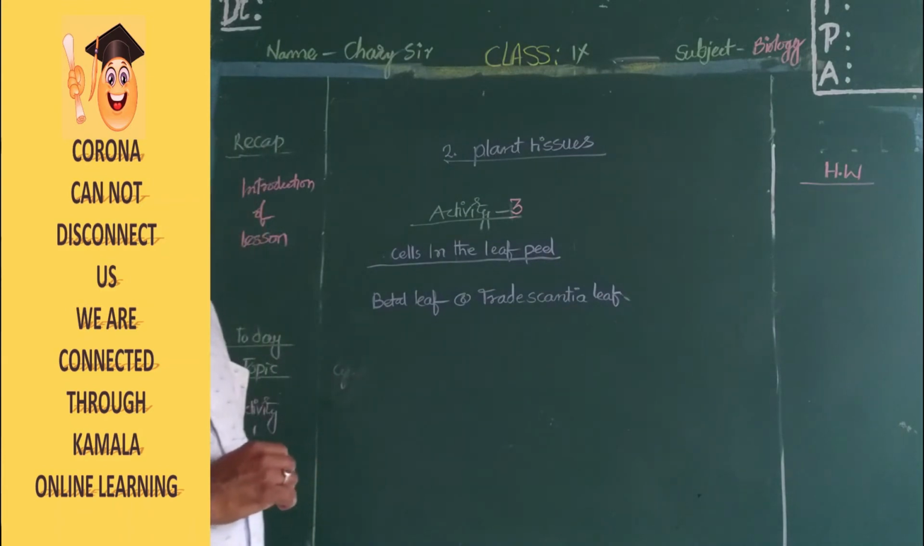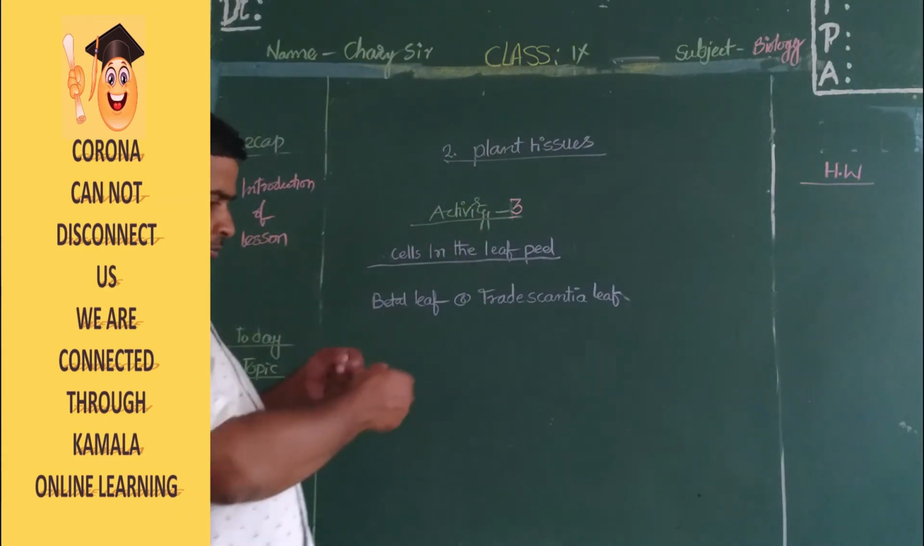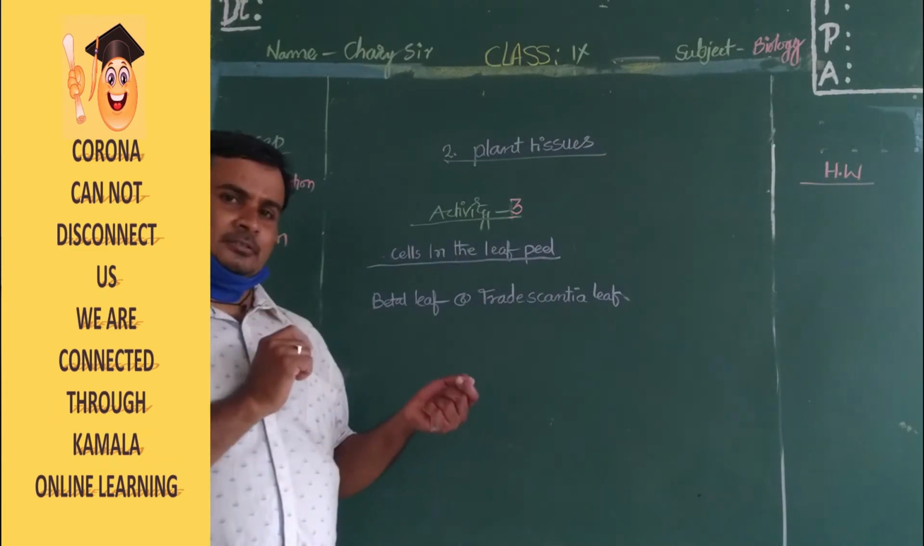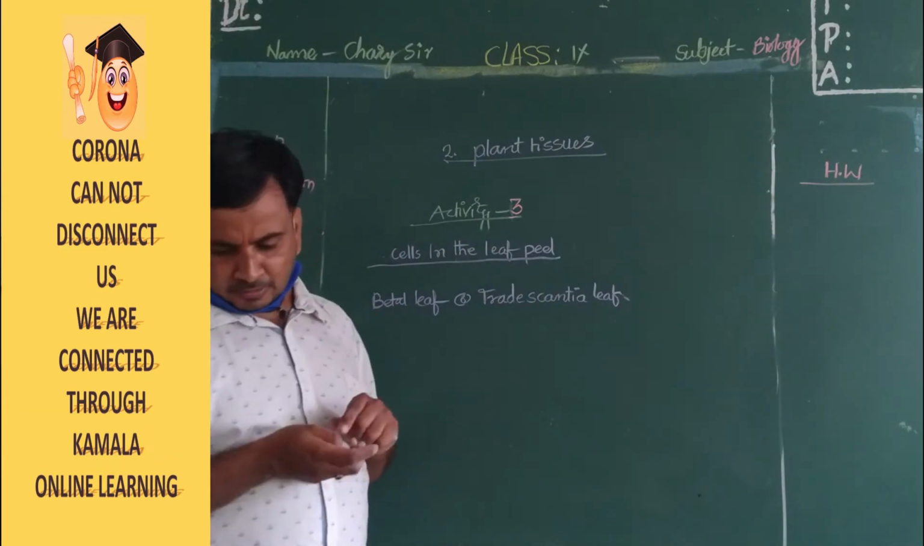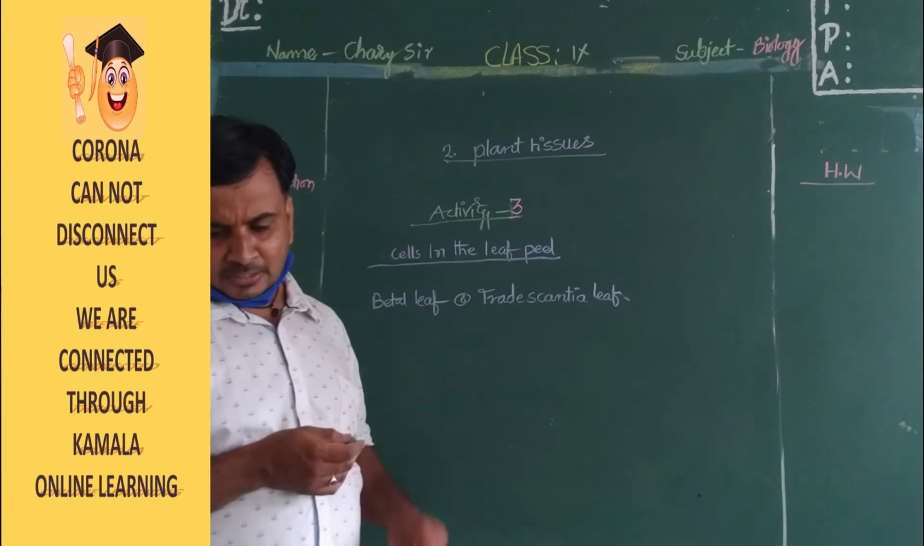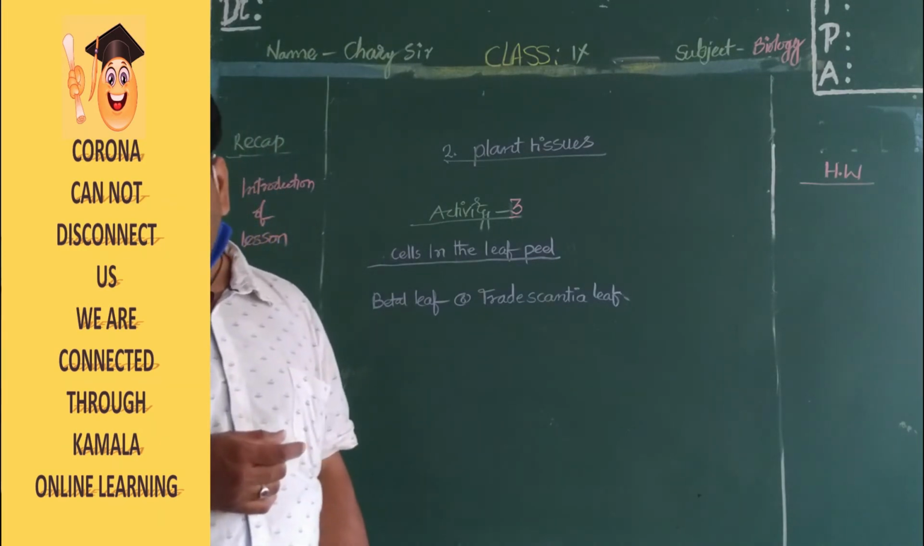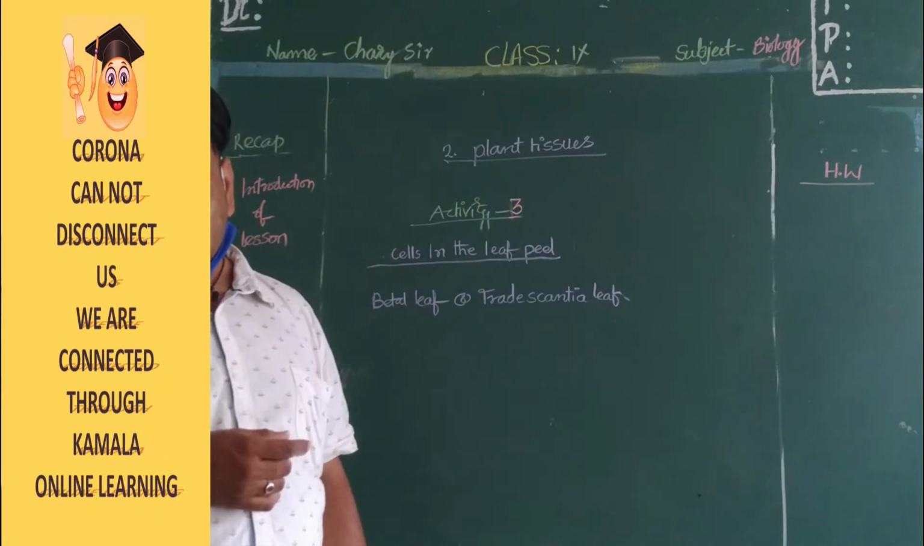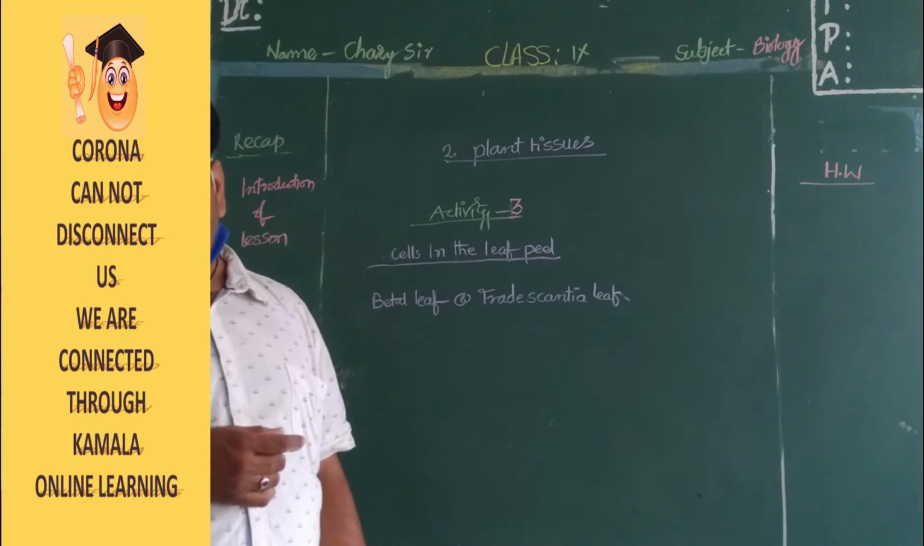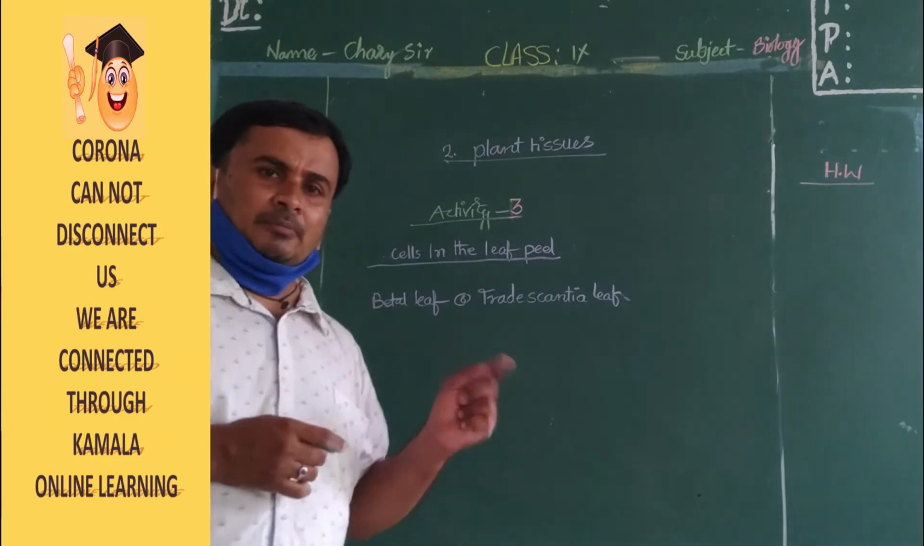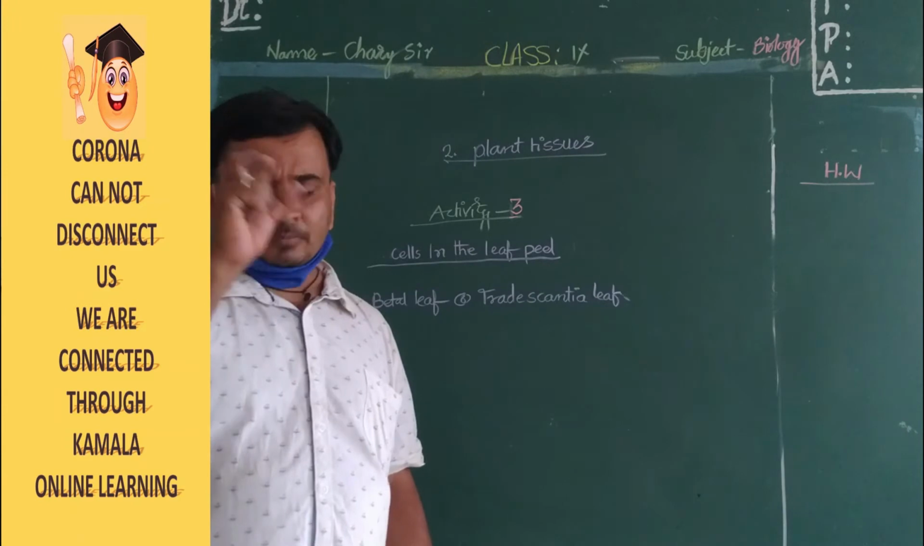Next, tear the leaf in a single stroke so that a thin edge can be seen at the tear. Observe the thin edge where the leaf has been torn under the microscope in the same manner as you observed the onion peel. Draw a diagram of what you have observed and compare it with figure number 2. What you see in the microscope, you have to observe.